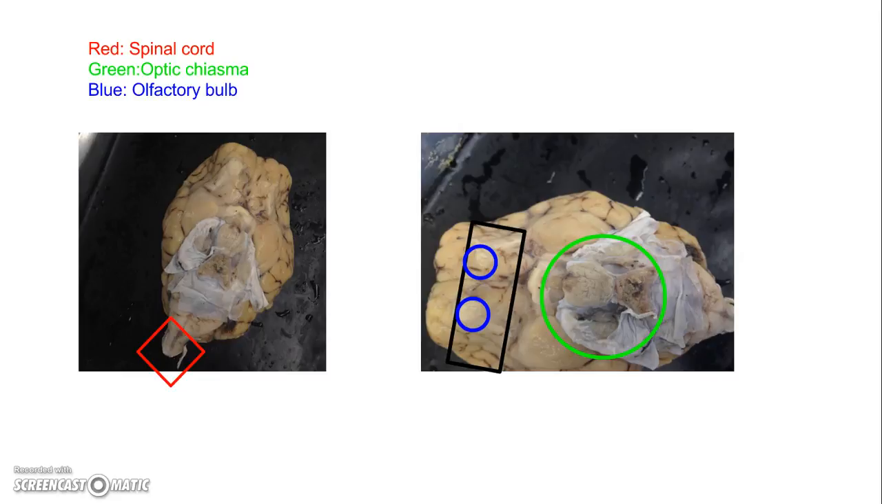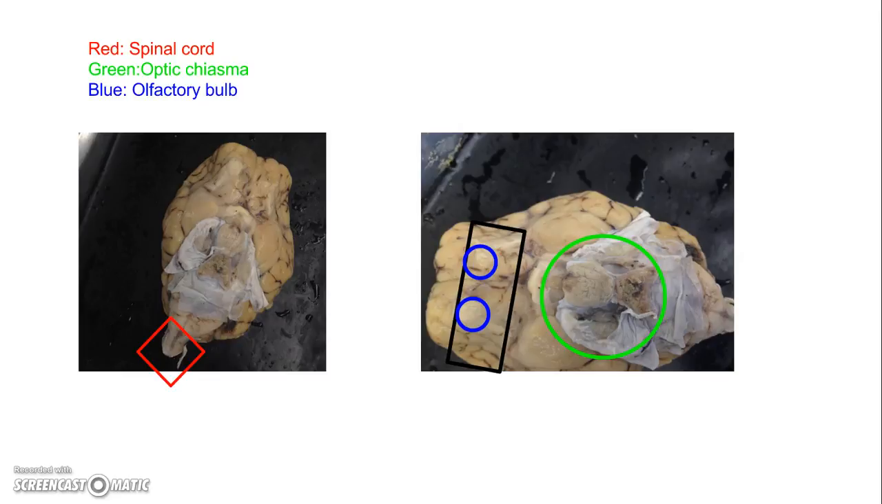Towards the left, the flat front part of the brain are 2 olfactory bulbs that are responsible for the sense of smell. There is also the optic chiasma, which connects the brain to the eyes. The optic chiasma looks like the letter X.